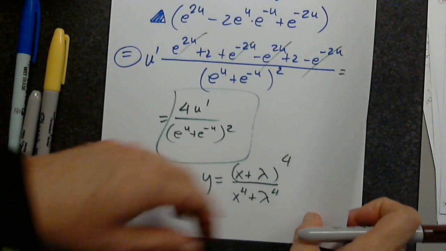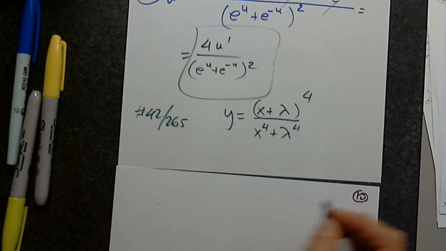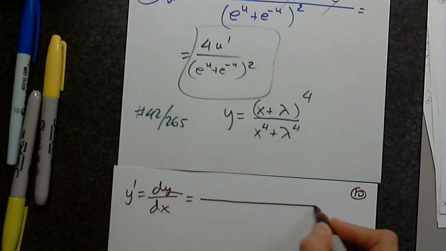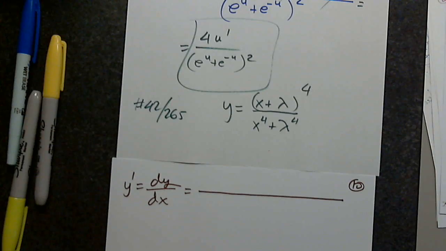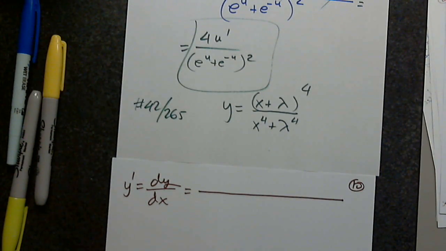Ready? So now this is clear. X is a variable, it's not a function, and lambda is a number. You can replace it by 1500 if you want, or whatever. So here it is. Y prime or dy over dx. Again, the quotient rule. The top prime, remember, is a function raised to a power. So we have the power rule combined with the chain rule.